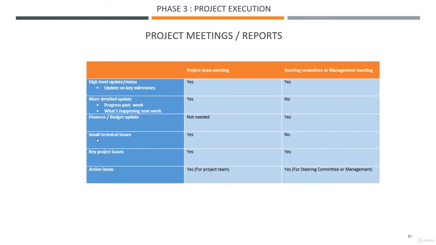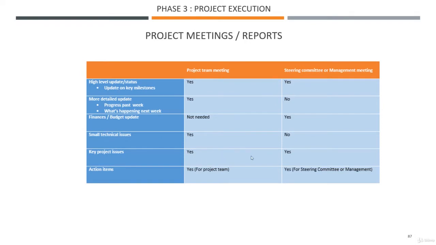Small project team, yes. Steering committee, management team, no. They don't want to know about this. And they wouldn't know if they have to worry about them or not, so don't mention them. Key project issues, yes, the ones that will potentially delay the project, increase the cost, and the ones that they can influence, yes, give these to both.